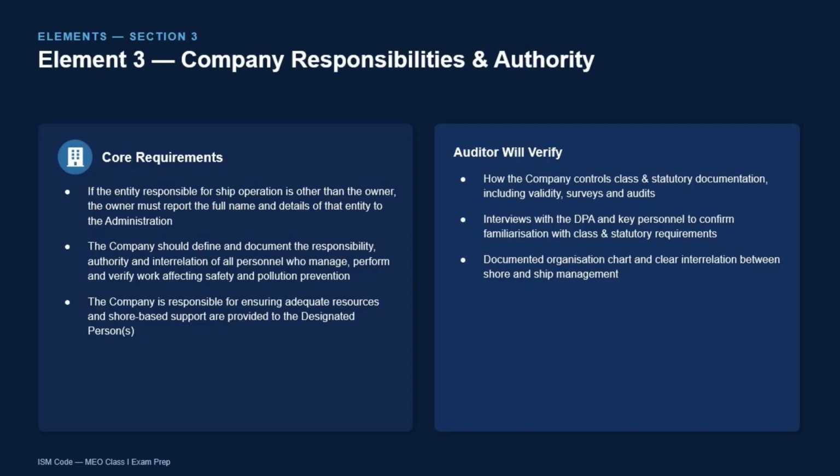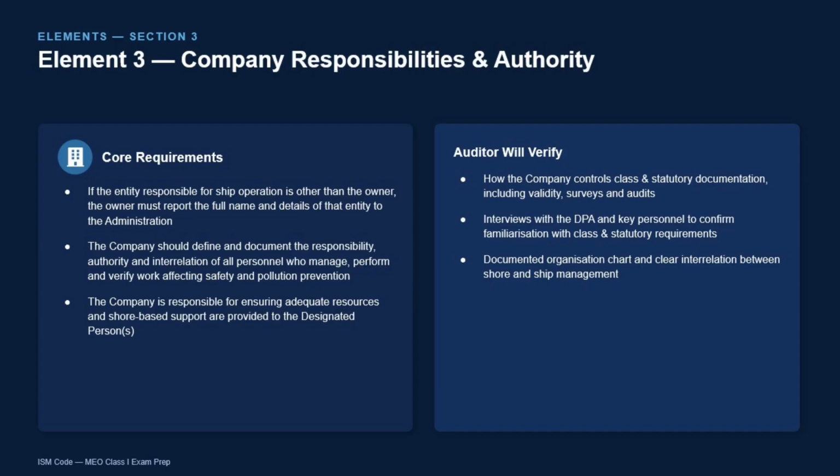Slide 15, Element 3, Company Responsibilities and Authority. Element 3 deals with company responsibilities and authority. If the ship owner is not directly operating the vessel, the owner must inform the administration about the entity responsible for ship operation. The company should clearly define responsibilities, authority, and relationships among personnel involved in safety and pollution prevention.